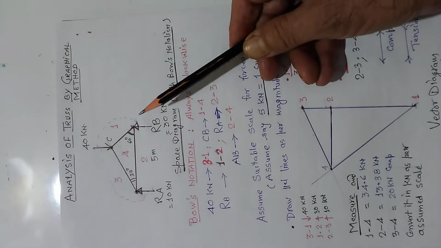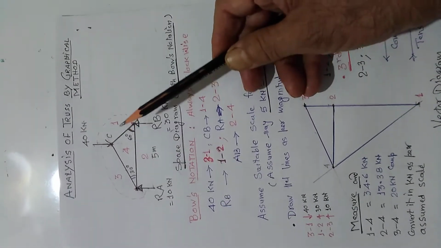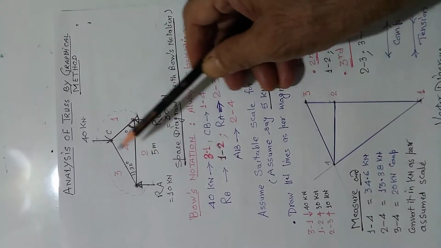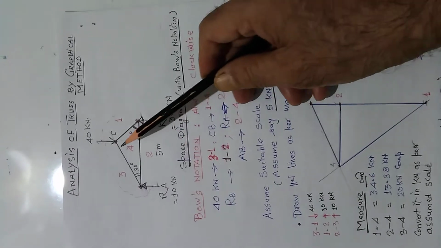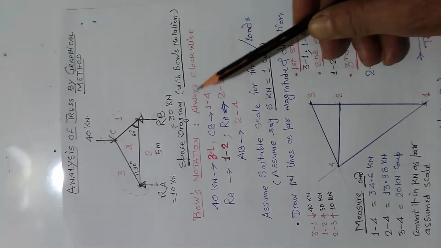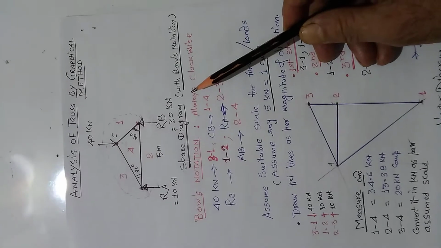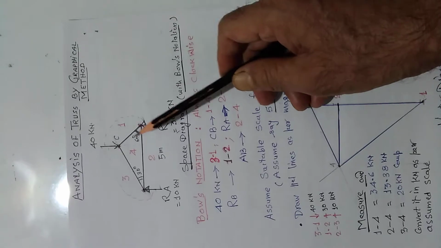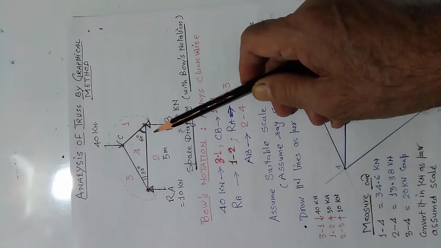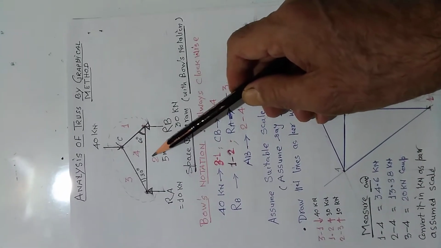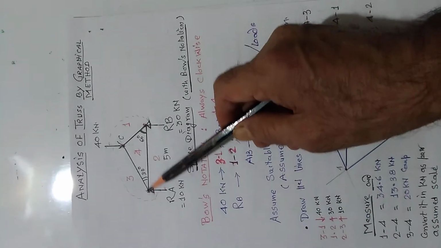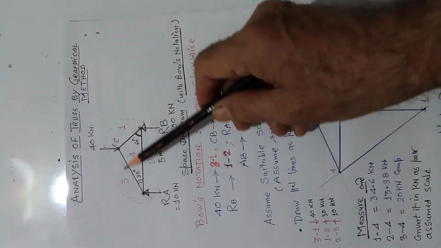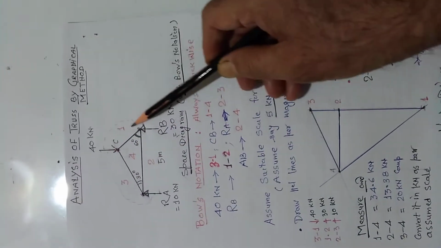Every member is designated by some number or some alphabet just to the left or right, or just the top or bottom of it. For example, if I am talking about the member AC, this member AC can be written as 1,4 or 4,1. Similarly, the AB member is written as 2,4 or 4,2. Similarly, this member will be represented by 3,4 or 4,3.